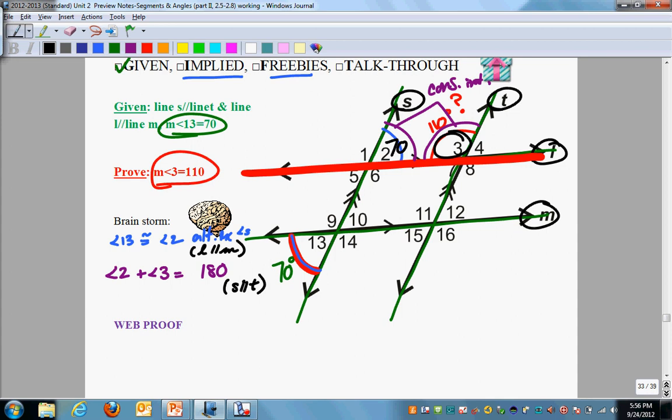So there's our little brainstorm we can use to do what's called a web. So let's talk it through again. We know 13 and 2 are congruent because of alternate exterior angles. And then we know 2 and 3 are consecutive interior, so they're supplementary. So they add up to 180.